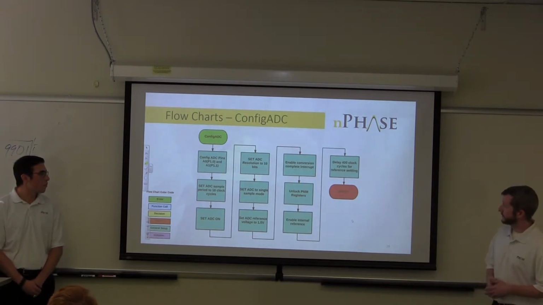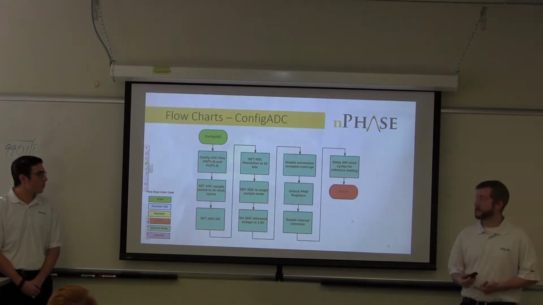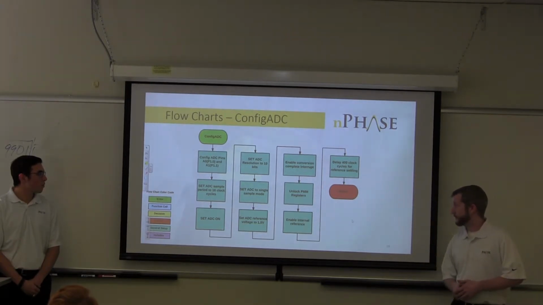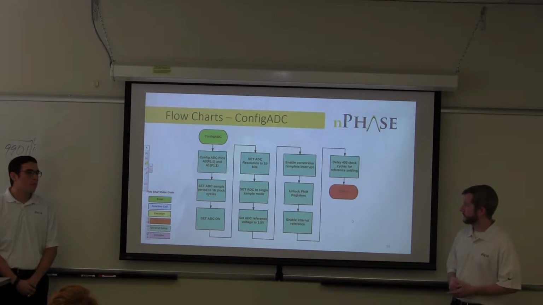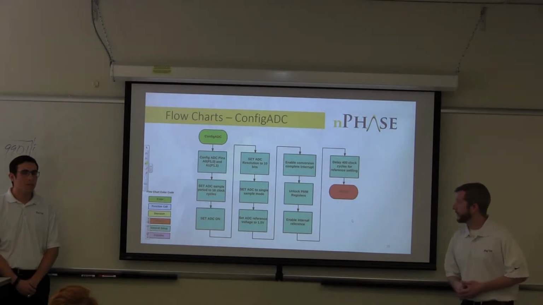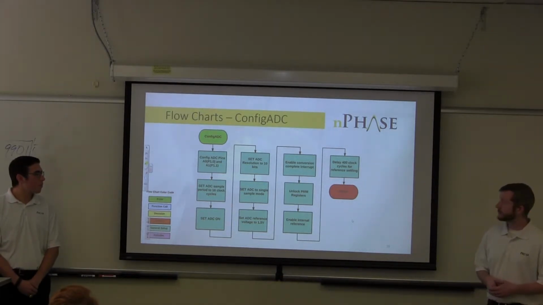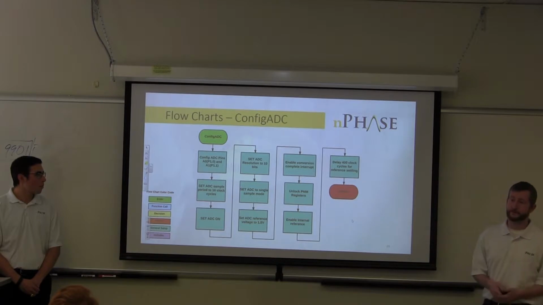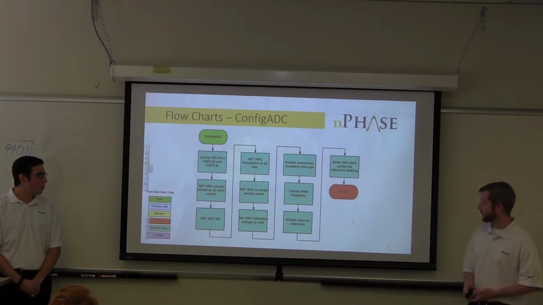For our configure ADC, we're going to be configuring our ADC 0 and ADC 1. Those are pin 1.1 and 1.0. We're going to be sampling those pins over a 16 clock cycle, and they're both 10-bit. We're also going to be using single sample mode, which means we'll only be taking one sample every time we call for a measurement. We're going to be using an ADC reference voltage of 1.5 volts.